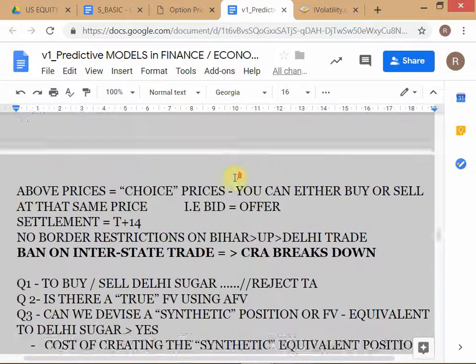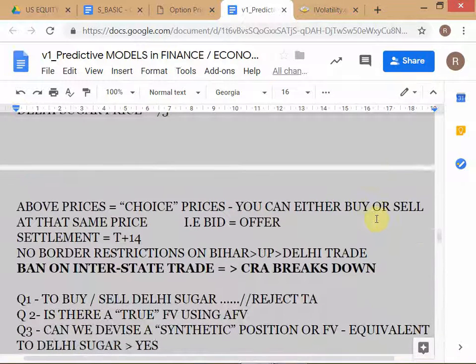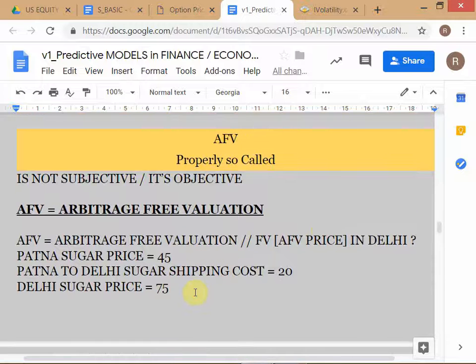What we mean essentially by AFB is arbitrage free valuation. If you go back to the earlier situation where there was no ban, when you were allowed to trade freely, then you were able to execute the CRA. So the AFB price in Delhi, the fair value using AFB principles, is 65. Why do we say fair value using AFB principles? Because at the fair value of 65 there is no possibility of arbitrage. If the price was equal to the fair value of 65, then there is no possibility of arbitrage. Is that clear? Yes, sir.